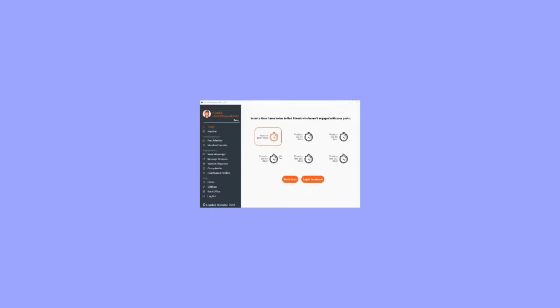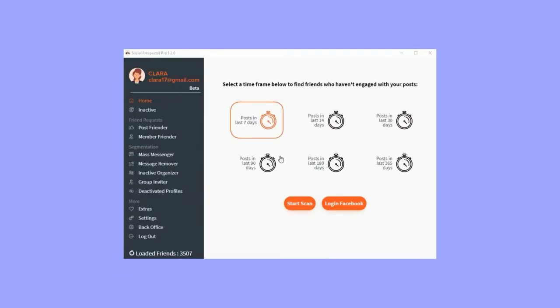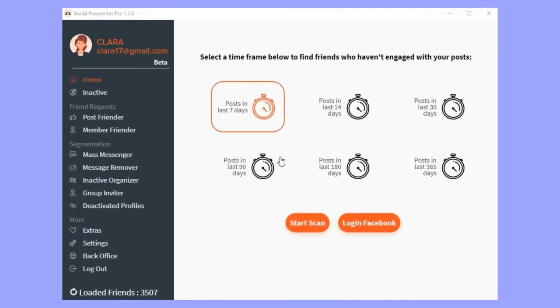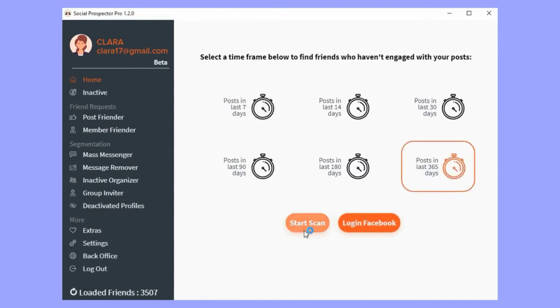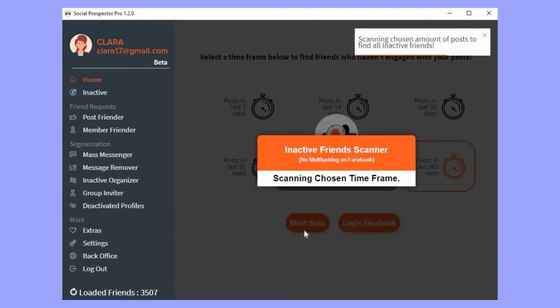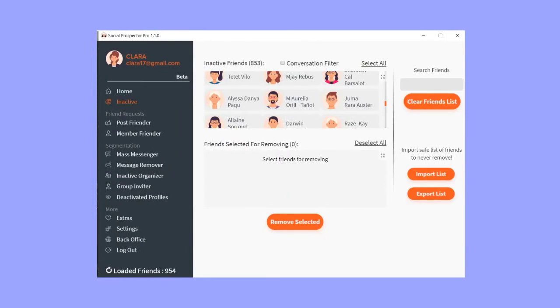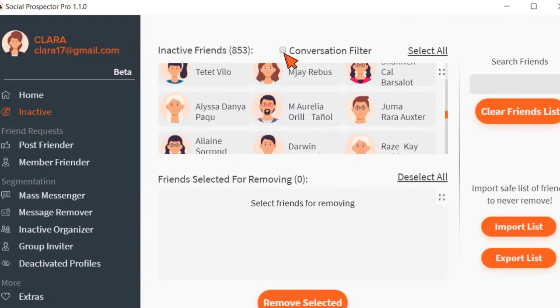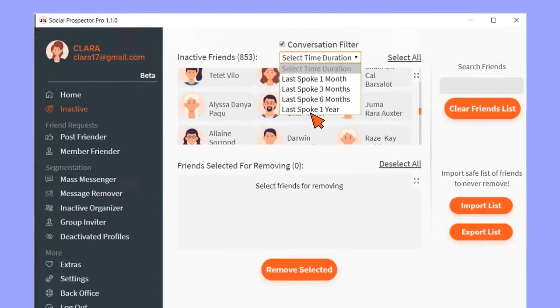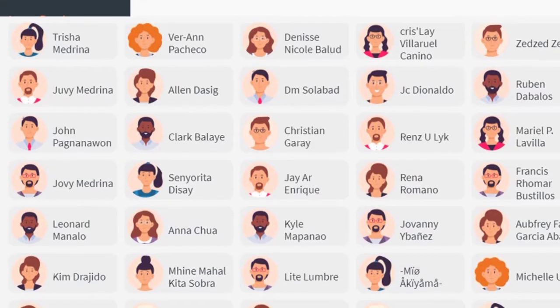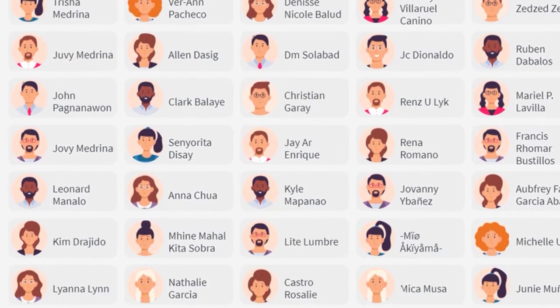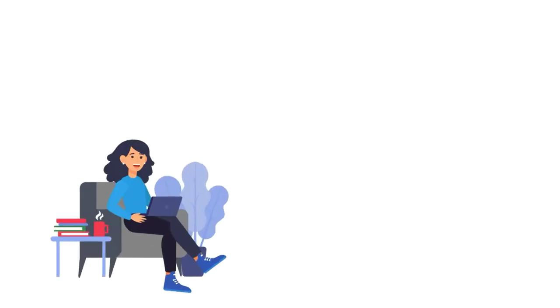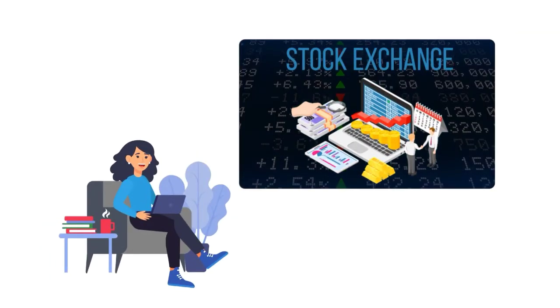But she doesn't stop there. She also wants to filter her friends list even more by removing people who haven't engaged with any of her posts over the past 365 days. So she uses the inactive scanner to locate friends who haven't liked or commented on any of her posts. But she also goes a step further and uses the conversation filter to scan for people she hasn't spoken with over the past year as well. She is now left with a list of people who have shown the most interest in what she is promoting, which is, of course, teaching people how to trade stocks.